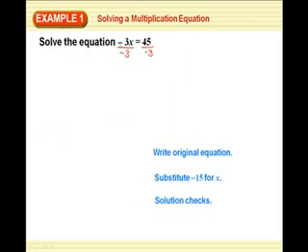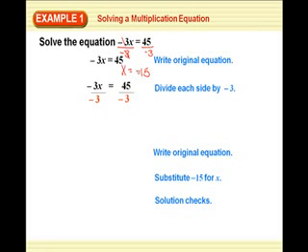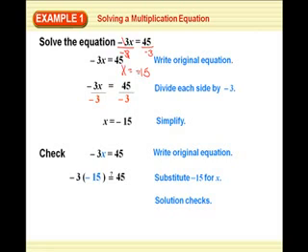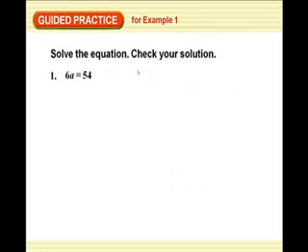Okay, and this is a little different. When you're adding, you would do a +3, but you divide by -3 because you want these 3's to cancel out and two negatives make a positive. So x would be -15. And that's it. So you write the original equation, divide each side by -3, simplify. To check it, you could put it back in, and it comes out 45.